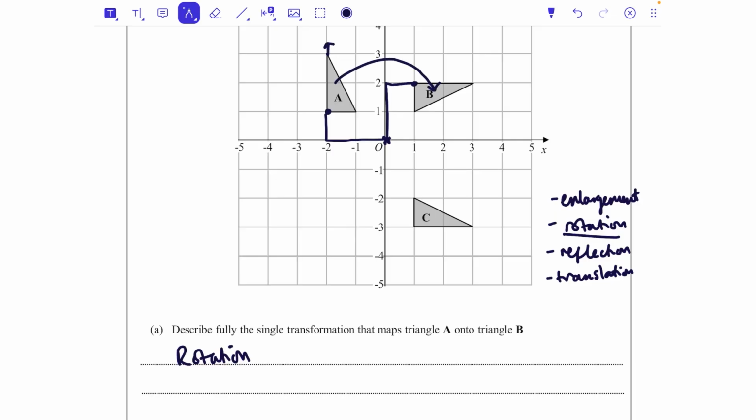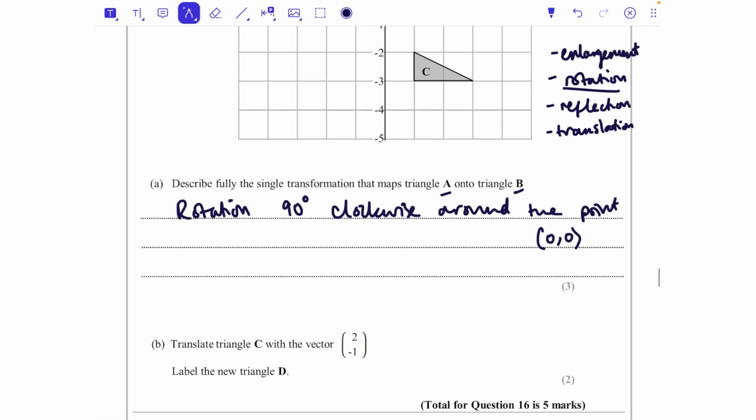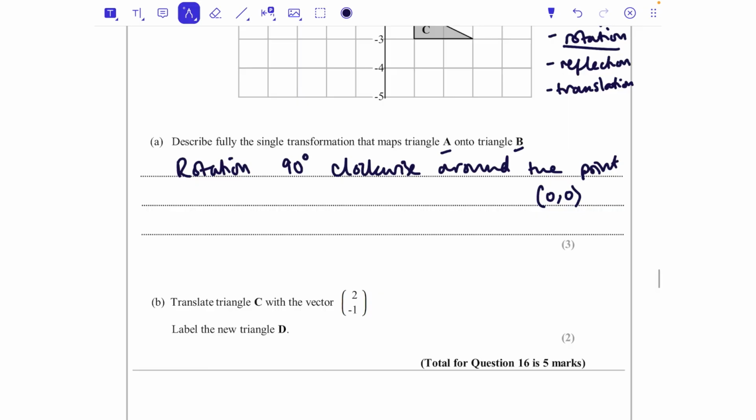It was pointing up to the top. It's now pointing out to the side. It's 90 degrees. So rotation, 90 degrees. That is clockwise. It's gone from A to B, so the same direction that a clock goes in. Around the point 0, 0. So really important you say which point it has spun around, and in this case that is the origin, but much easier with tracing paper than to just try and spot it.